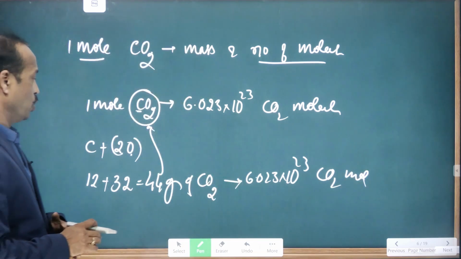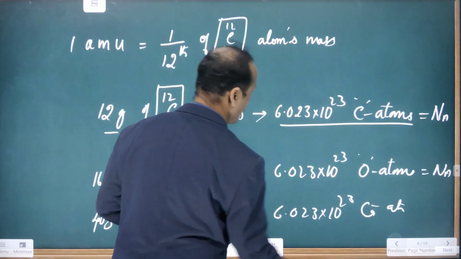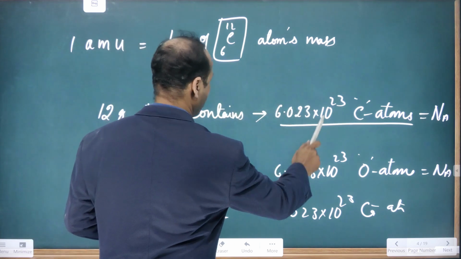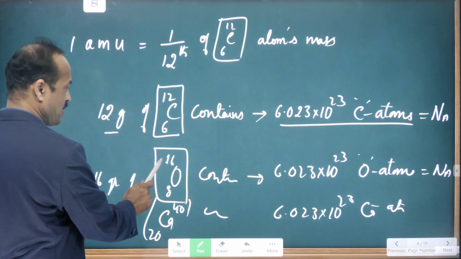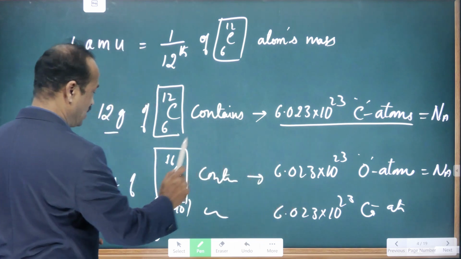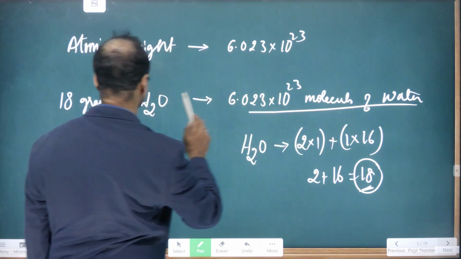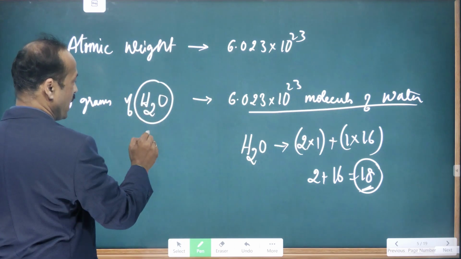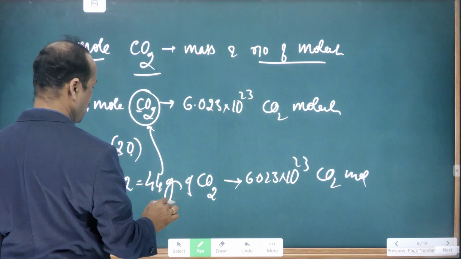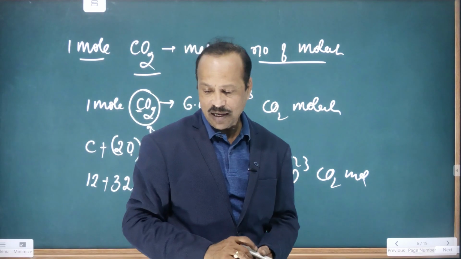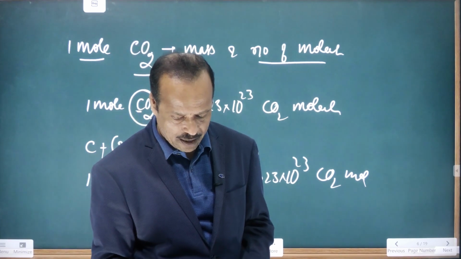How simple. So if they ask you 1 mole of carbon mass, it's nothing but its mass number, 12. 1 mole of oxygen mass, its mass number is equal to 16 grams. 1 mole of calcium atomic mass 40, so 40 grams. Similarly, 1 mole of water molecules mass, so molecular mass of water H2O is 18 grams. Similarly, 1 mole of carbon dioxide is 44 grams. Is this clear? So that is about the molecular mass and number of atoms.